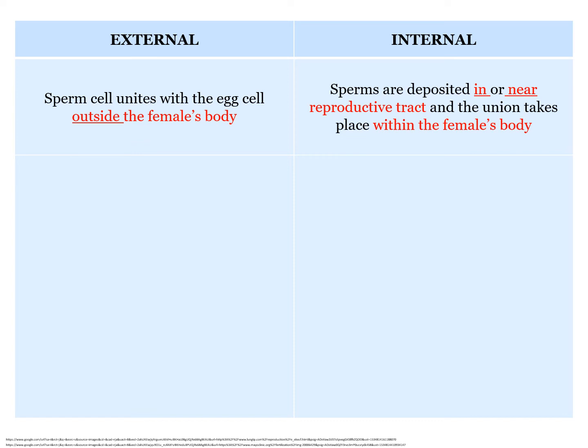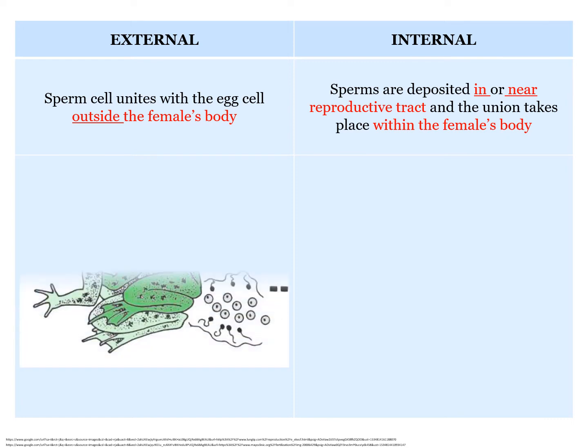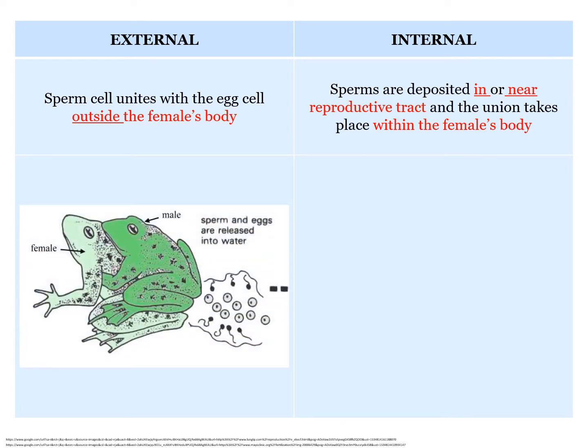Let us look at the differences between the internal and external fertilization first. To be able to distinguish these two types of fertilization, we need to observe where the sperm and egg cells unite. If the gametes fuse together outside of the female's body, it is regarded as external fertilization. As long as it is outside, it doesn't matter where specifically, this is external fertilization. For example, frog.